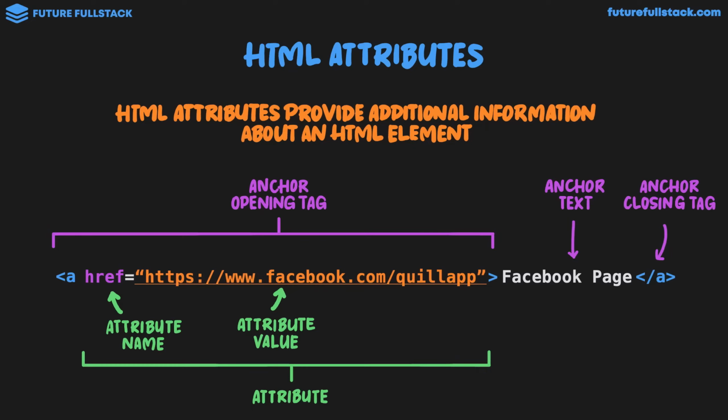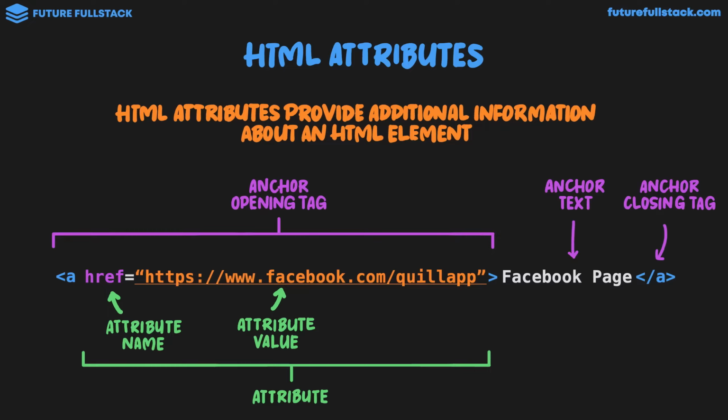For creating hyperlinks, the HTML attribute we use is href, which stands for hypertext reference, and specifies the URL that the anchor text will navigate users to when they click it. In this case, clicking on Facebook page will navigate users to the Facebook page of our Quill application. The href is just one of many important attributes we will come across in this course. For now, just have a good understanding of what an attribute is and that the href attribute is always used in anchor tags to specify the destination URL.